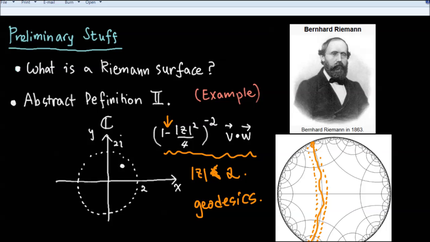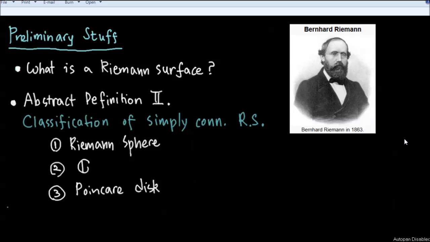So here's some classification results. Here are the simply connected Riemann surfaces, and there are three kinds: the Riemann sphere, the complex plane with the usual complex analytic structure in there, and the Poincaré disk that I showed you. And this has a conformal structure from the analytic structure, so that makes an analytic structure.